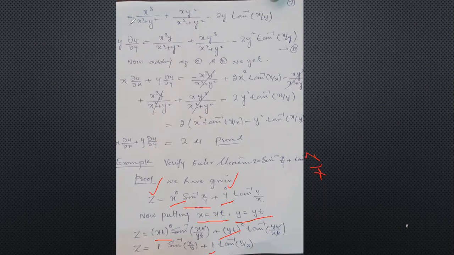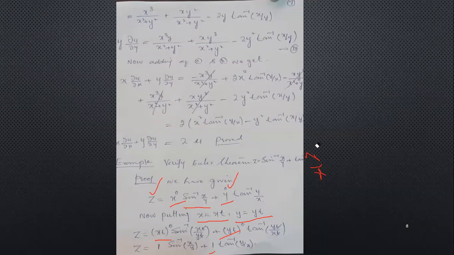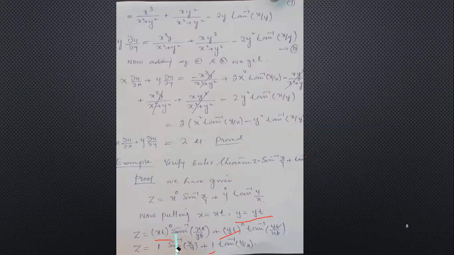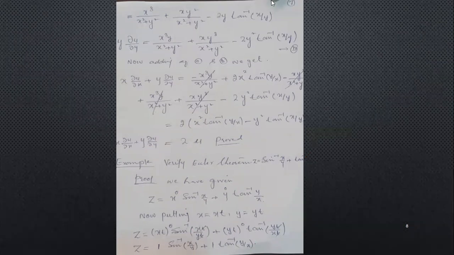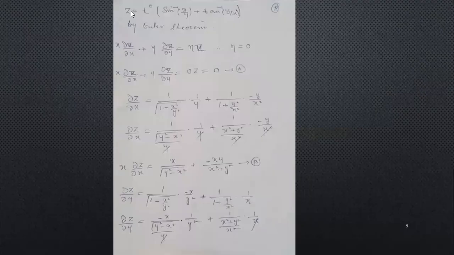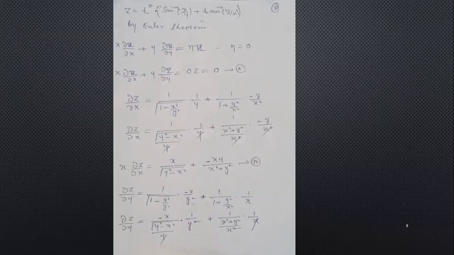We can write t power 0, because 1 we take common, and 1 we can write in this form, t power 0, which is equal to 1, times sine inverse x upon y plus tan inverse y upon x.